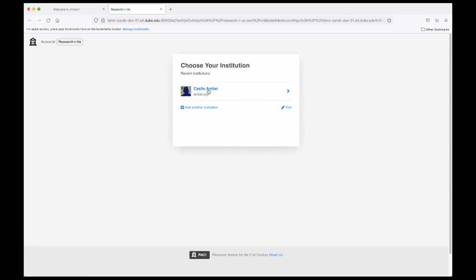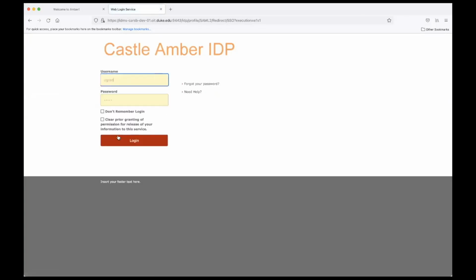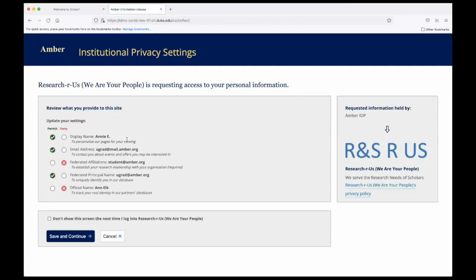I begin by using seamless access, and I'm going to pick my identity provider. It's a small list for this demo. I'm going to go in as an undergraduate. I give my password and I authenticate, and I should see a consent screen that indicates what attributes are being released to Research RS, the relying party I'm going to.